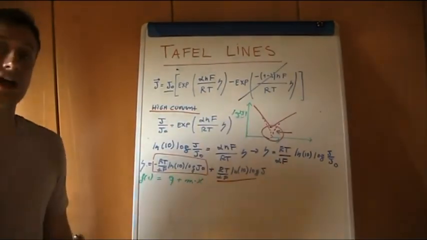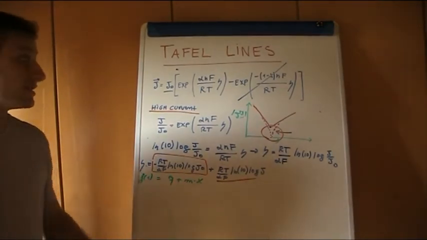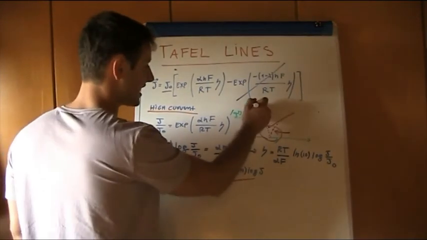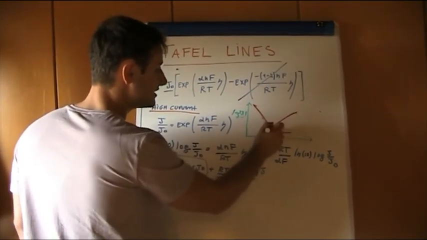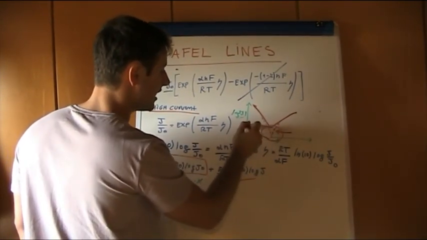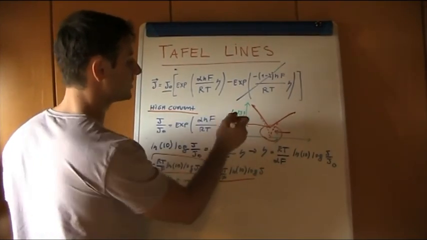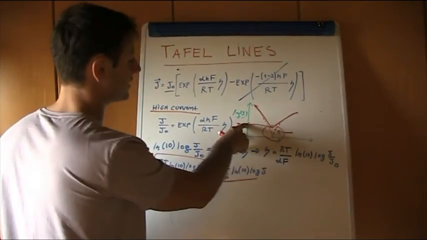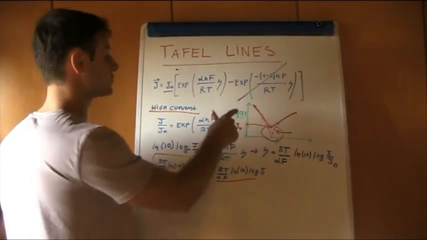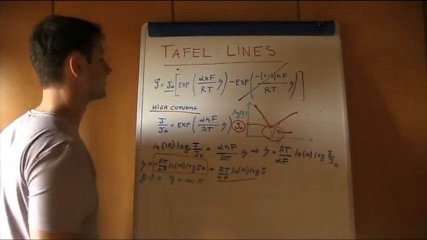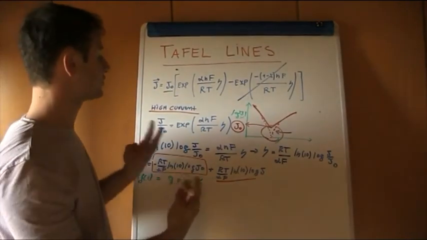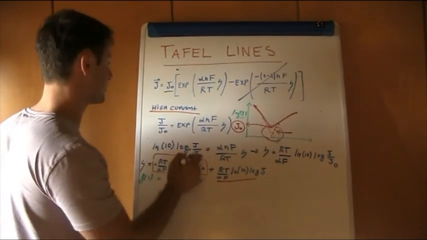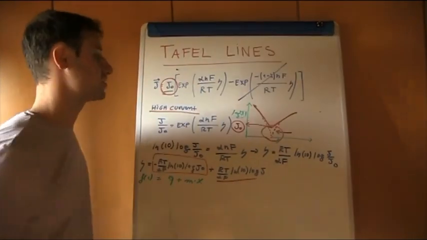But why are Tafel lines so interesting? Because due to the junction of this line with this line, this point, if plotted here, allows us to obtain the value of the exchange current. Obviously this is the logarithm of the exchange current, but from this we are able to obtain the exchange current. So the Tafel line is an extremely important approximation that allowed us to obtain a very interesting parameter such as the exchange current.